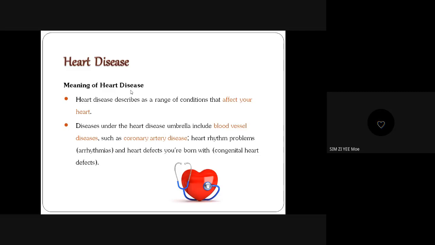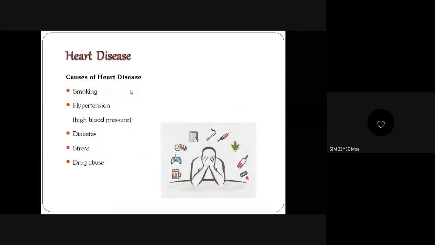Diseases under the heart disease umbrella include blood vessel disease, such as coronary artery disease, heart rhythm problems such as arrhythmias, and heart defects you're born with, which is congenital heart defect. So, what are the causes of heart disease? The most common causes of heart disease are smoking, hypertension, which is known as high blood pressure, diabetes, stress, and drug abuse.